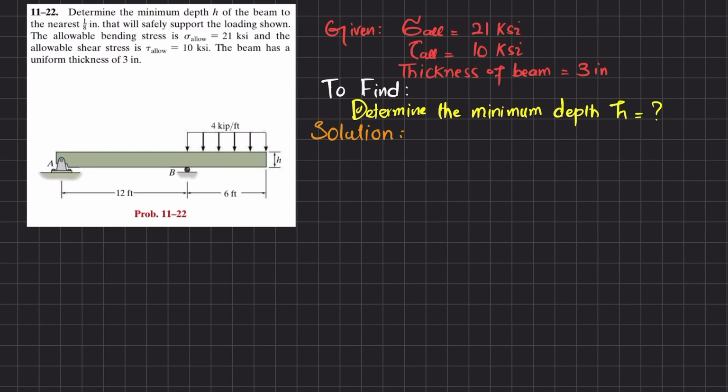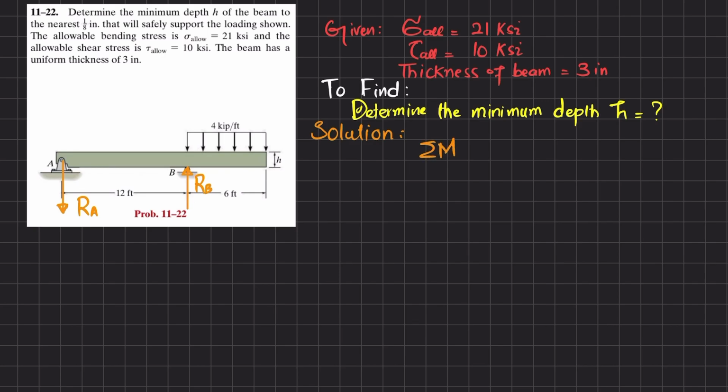First step, you can see that this load is downward, a uniformly distributed load. If we remove this support, the force will be upward and this reaction force will be downward. If we remove this support, we will have a reaction force RB, and if you remove this pin support, you will have a reaction force RA. We'll first find RA and RB by using the equilibrium conditions.